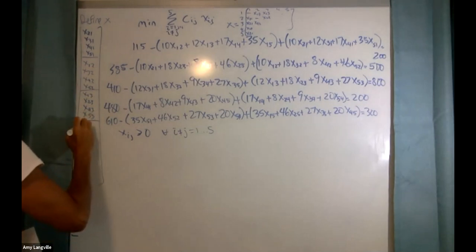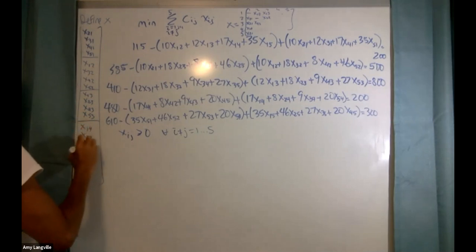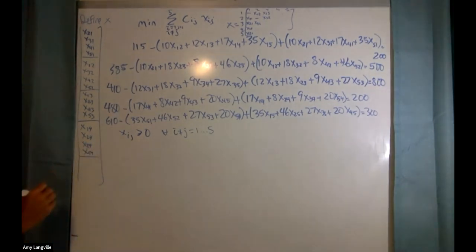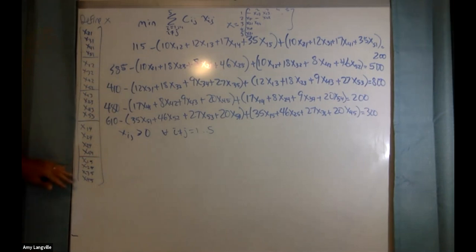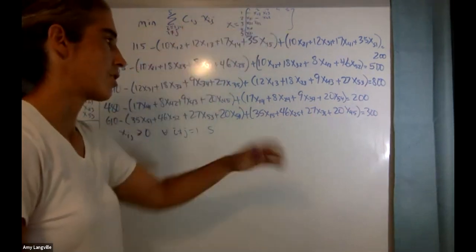Fourth column will be x1,4, x2,4, x3,4, x4,4, skip, x5,4. Last one, so 4, 8, 12, 16, last four of them will be x1,5, x2,5, x3,5, x4,5. So again, we have decided this order. That was our choice. You could have decided to put them in row order, or some random order, but do something that makes sense. So I'm going to do them column wise.